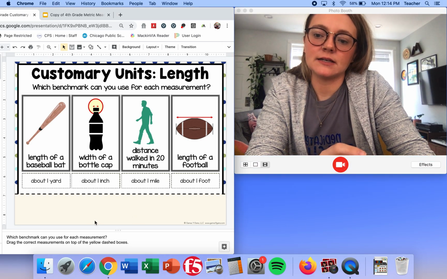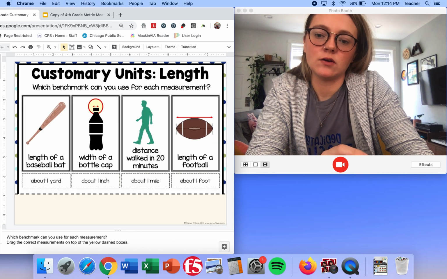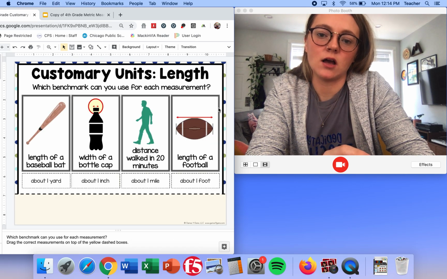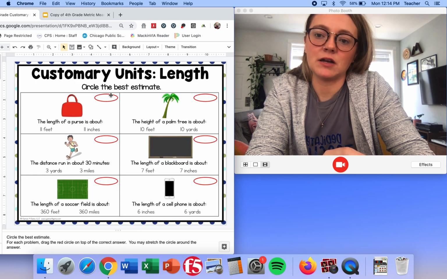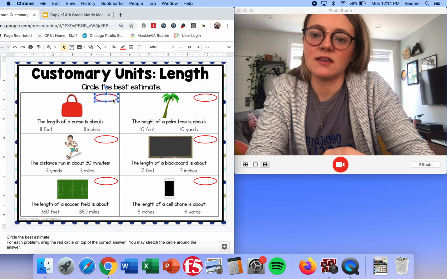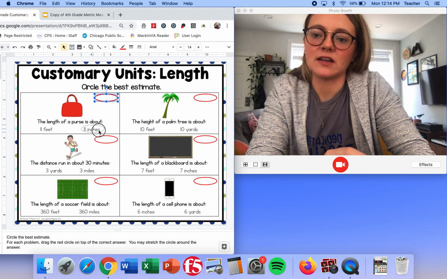I'm going to go back. Does it seem like this purse would be 11 footballs long, or would the purse be 11 of these caps long? And I'm going to go ahead and drag my circle. I think it's actually going to be 11 inches.